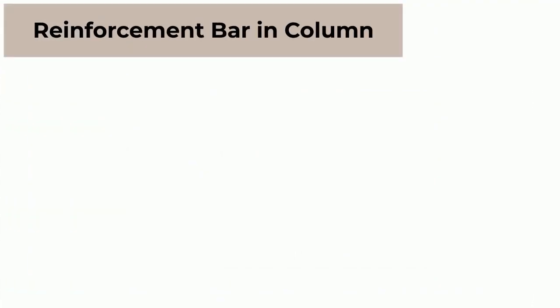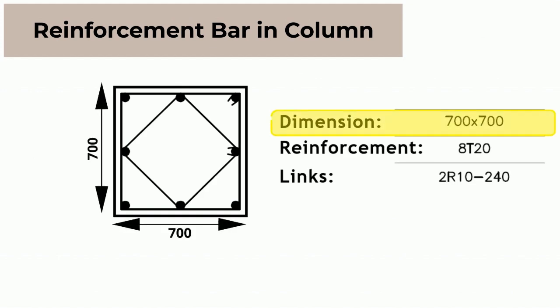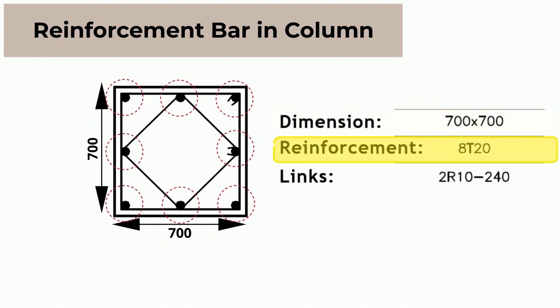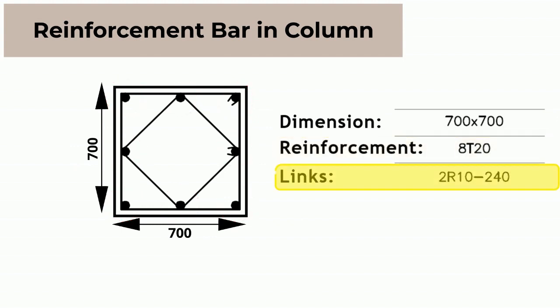Example of reinforcement bar in column. The dimension of this column is 700 mm times 700 mm. 8T20 denotes 8 nos of 20 mm diameter high yield column steel bars. 2R10-240 denotes 2 nos of 10 mm diameter mild steel column links at 240 mm center to center distance.